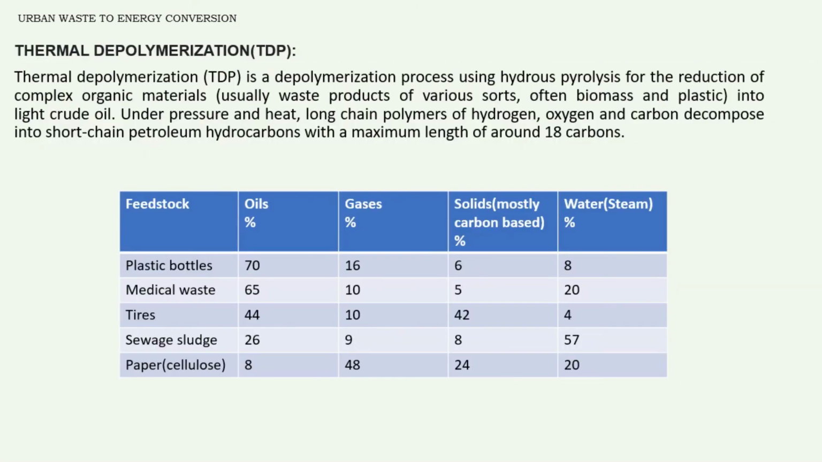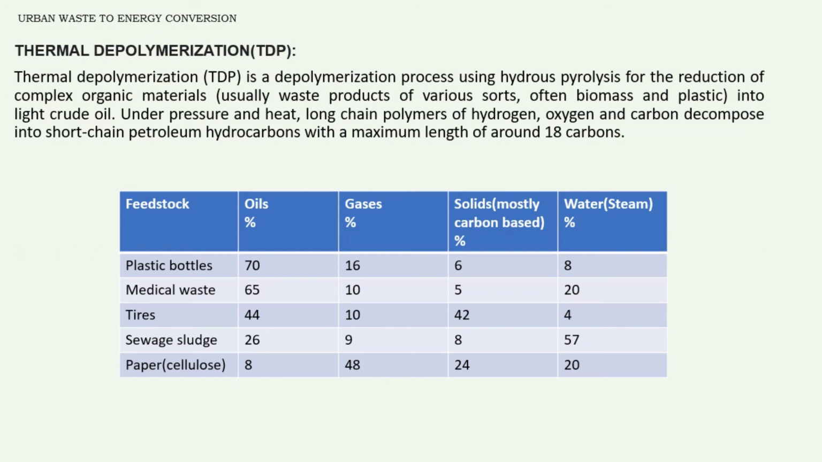Next process is the thermal depolymerization process. It's also called the TDP process. In this process, it uses hydrous pyrolysis for the reduction of complex organic materials. Complex organic materials here means waste products like biomass and plastics, and it converts them into light crude oil. So under pressure and heat, the long chain polymers of hydrogen, oxygen, and carbon decompose into short chain petroleum hydrocarbons with a maximum length of around 18 carbons.